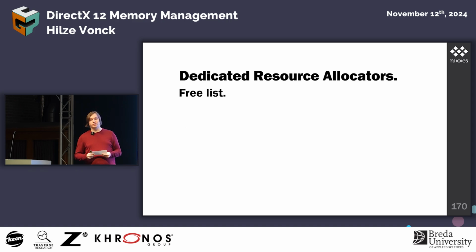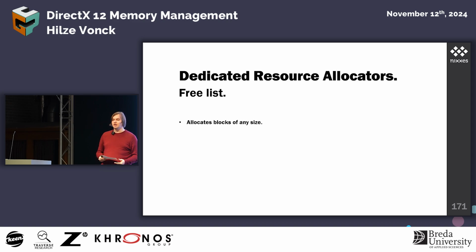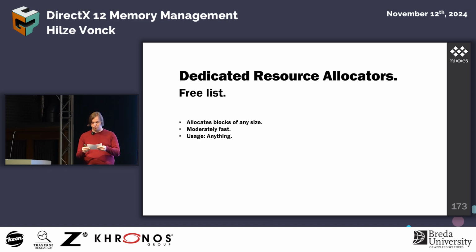And lastly, we got the free list allocator, which is the most complex. It can allocate blocks of any size and will decide for you automatically where the allocation should be located and try to reduce waste as much as possible. This makes it moderately fast, but you can use it for literally anything, and we do. Since we use it for so many different things, performance actually becomes quite important.